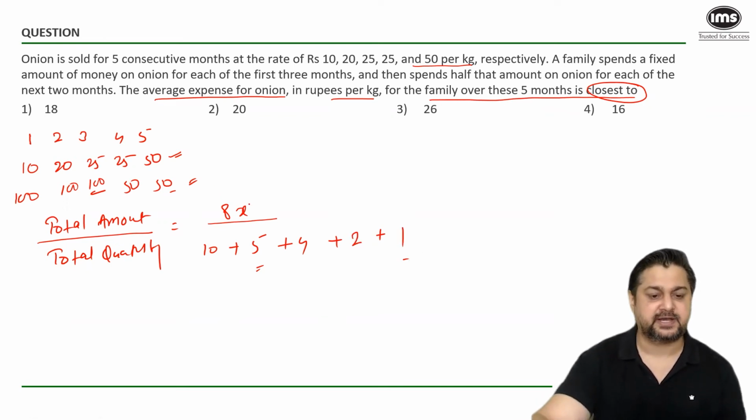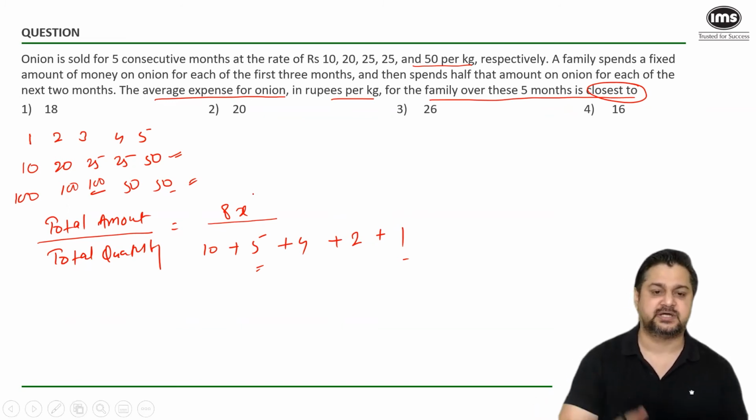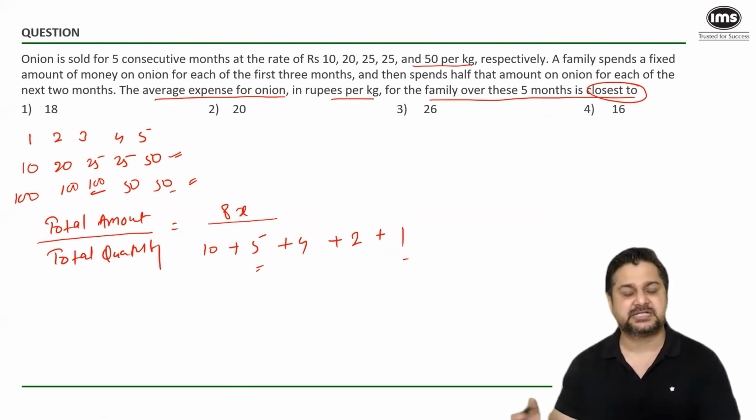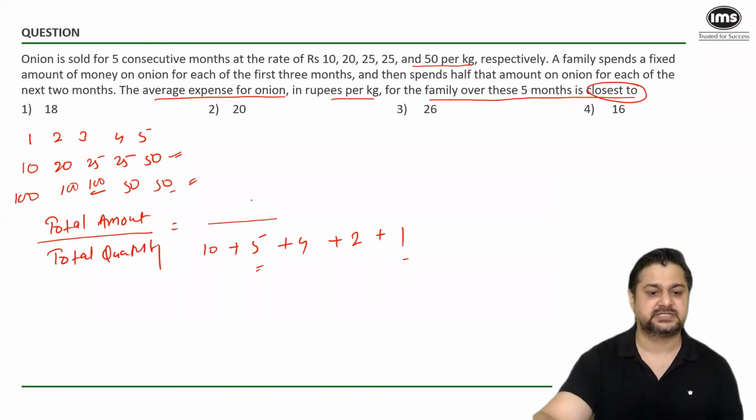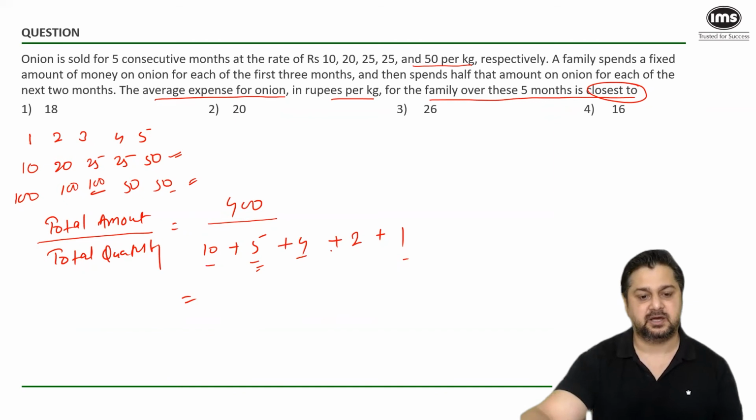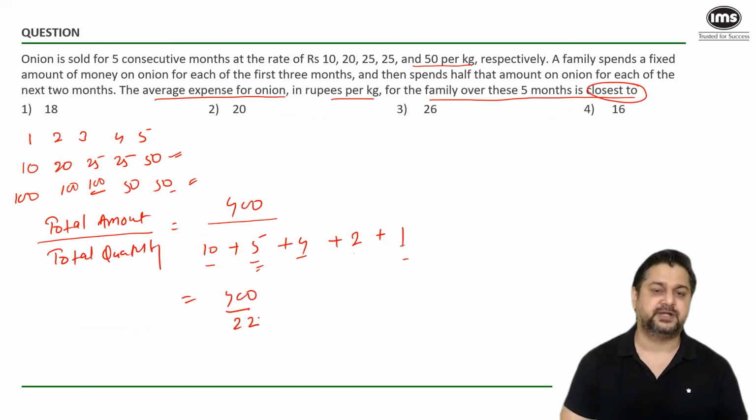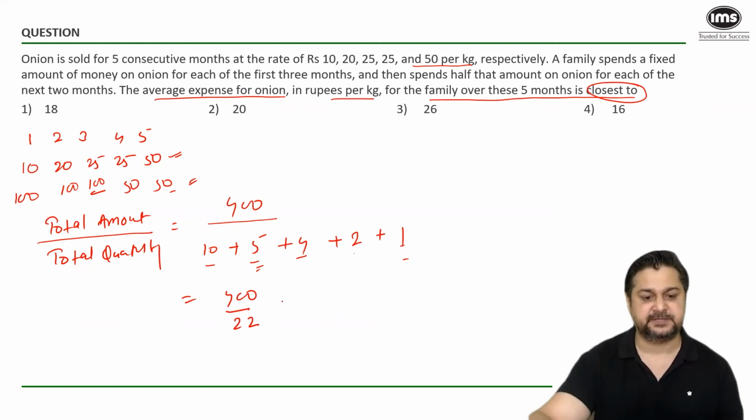Now we've got the numerator as well, right? If 2x was 100, that means 8x was 400. So this particular number is 400. Now I can find out the average very easily. What is the total quantity bought? 10 plus 5 plus 4 plus 2 plus 1, it's going to be 22. So 400 by 22 is the average price per kg, which you can see as 200 by 11.